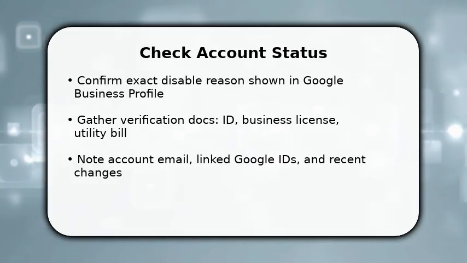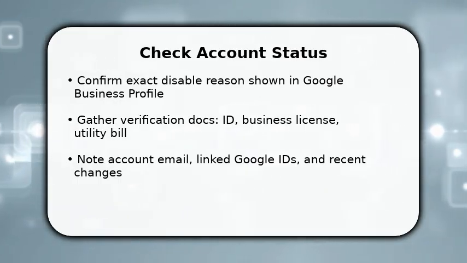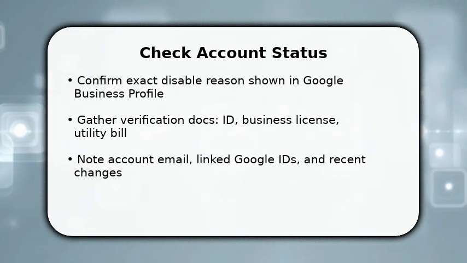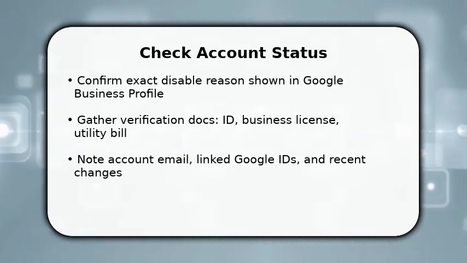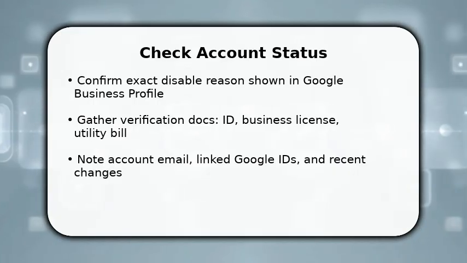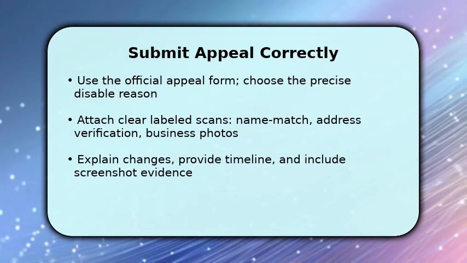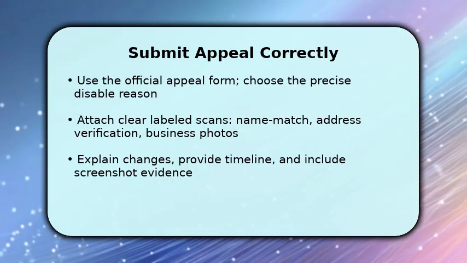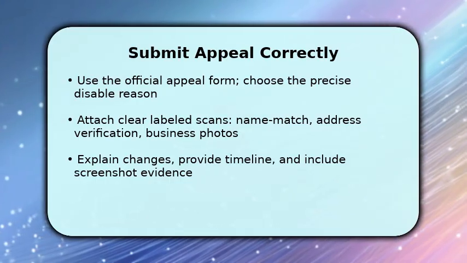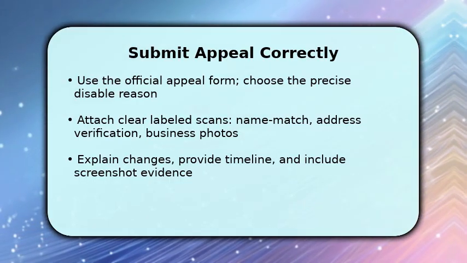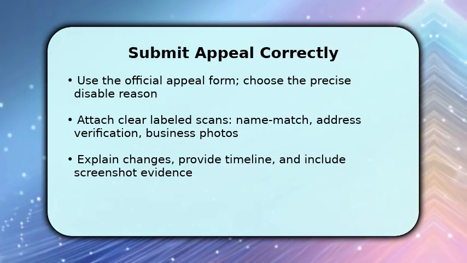Once done, capture screenshots of the disabled notice and any recent account edits to support your appeal. Now you submit a focused appeal via the official form, selecting the precise disable reason so reviewers see your intent. Attach labeled, high-quality scans showing name and address match, plus interior photos that prove a real location.